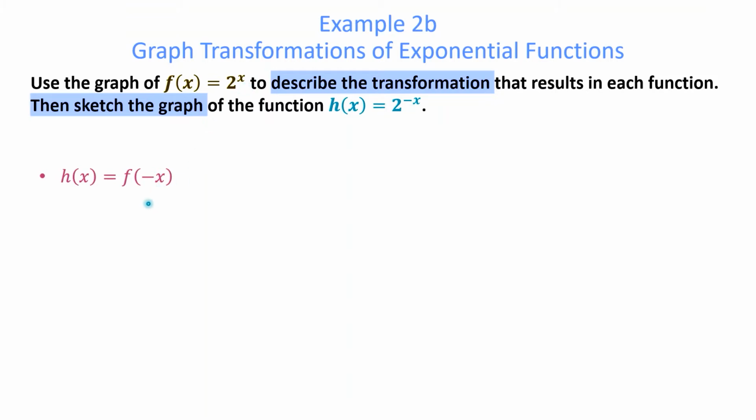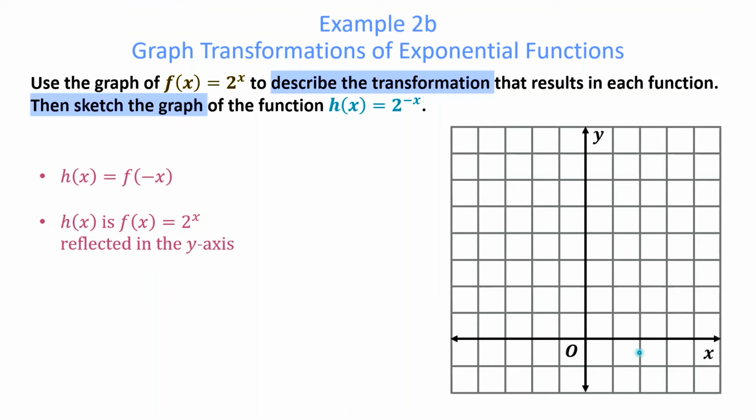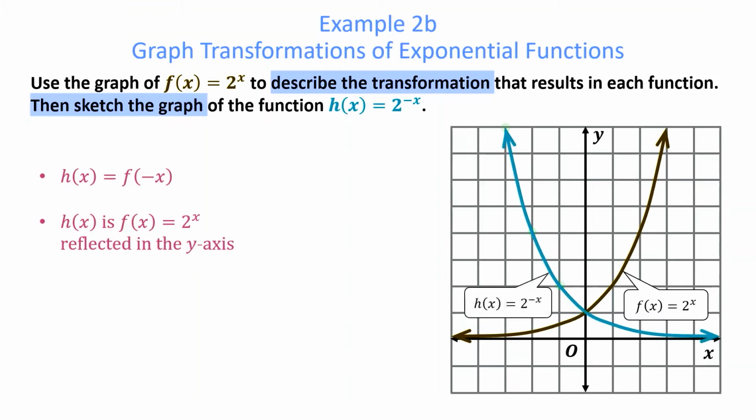So now we can get on to the transformation. So the graph of h of x is essentially the same as f of x is equal to 2 to the power of x. However, it's reflected in the y-axis. So we have the graph of f of x equals 2 to the power of x. And I'm going to just pick some points that I've reflected in the y-axis to help me sketch h of x. So when we reflect it, the graph looks like so.